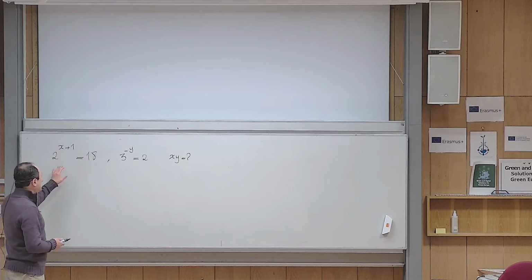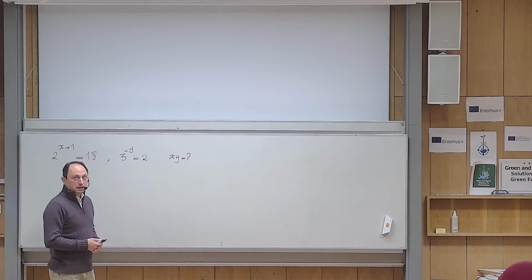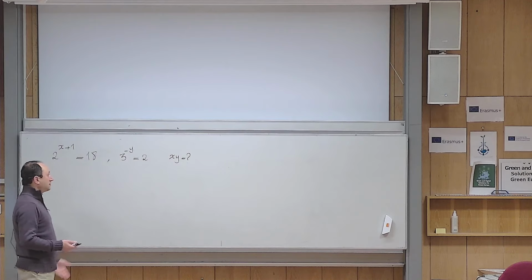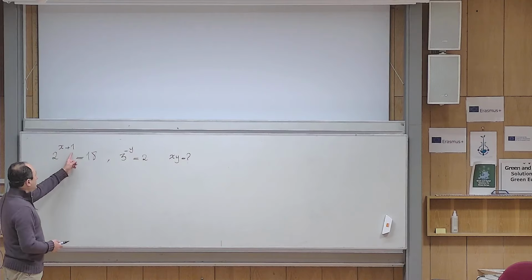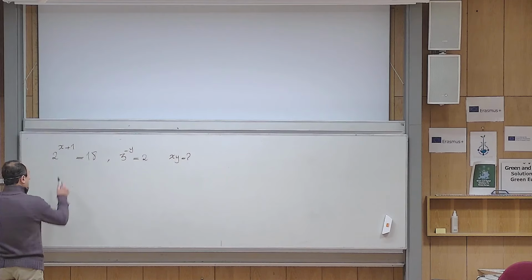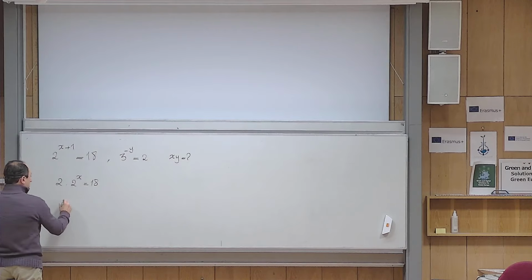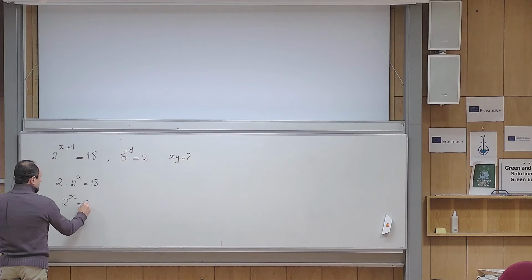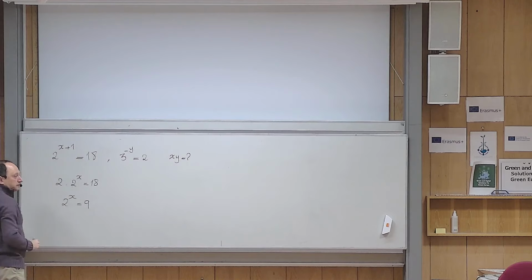So I have to learn how I can extract information regarding x times y without having to calculate x and y individually. What can I do? The first thing that comes to my mind is to get rid of this plus 1 here. I will write it as 2 times 2 to the x equals 18, and divide everything by 2. It becomes 2 to the x equals 9. At least this is simpler in form than the original one.